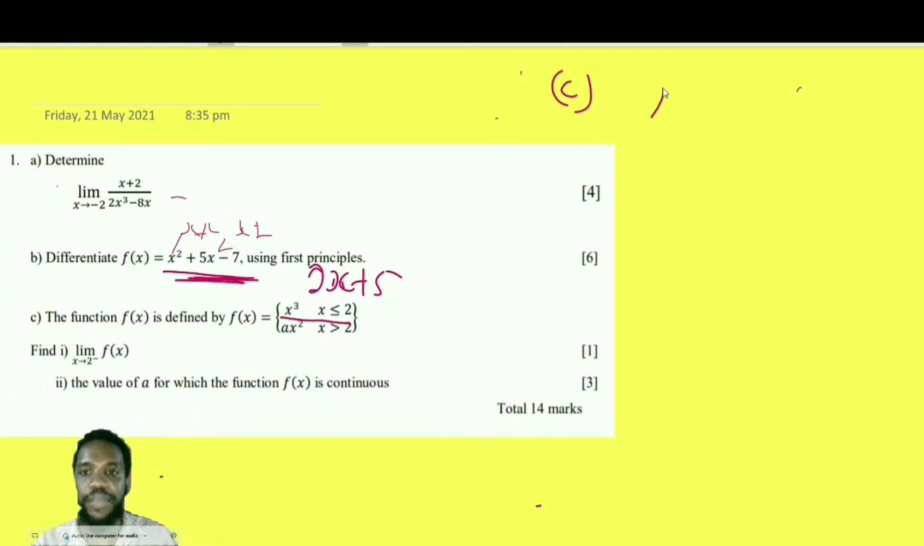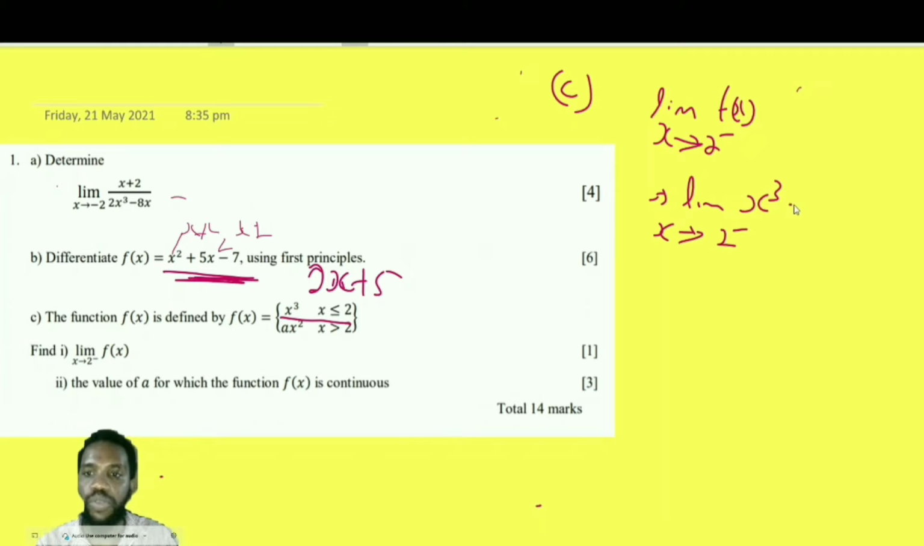So I'm going to say that the limit of f of x as x tends towards 2 from the left would imply the limit of x cubed as x tends towards 2 from the left, which means I'm simply going to input the 2 here. So I'm going to have 2 cubed, which is going to give me 8. Pretty straightforward. Alright, the value of a for which the function is continuous.